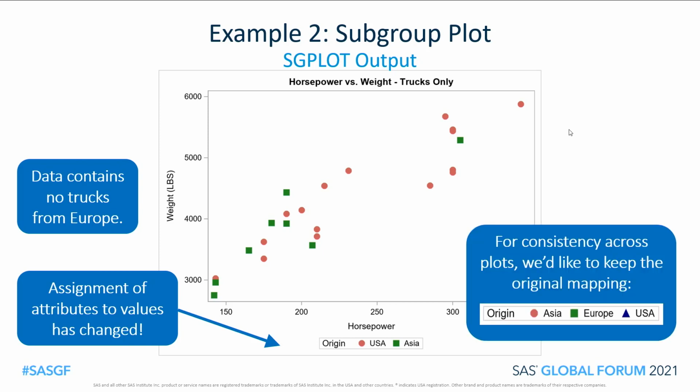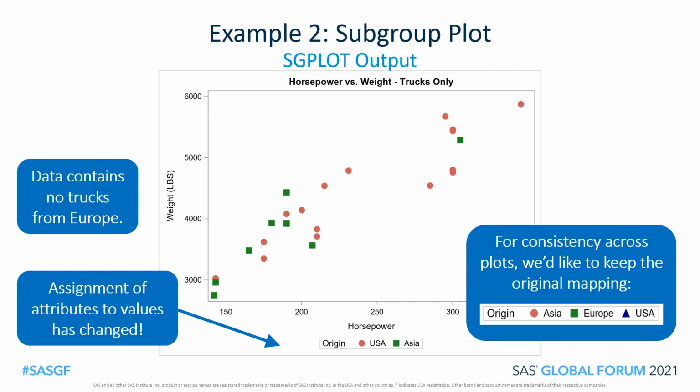So what we'd like is, for consistency across multiple plots, we'd like to keep the same mapping, even if we don't have all these origins represented on a particular plot. This comes up a lot. I work a lot in clinical trials, and we may have many plots related to a trial where we have a different color line or different type of marker for a treatment group. And maybe not every treatment group is represented in every single plot, but we'd like to have the same attributes for a given treatment group across all of our outputs.